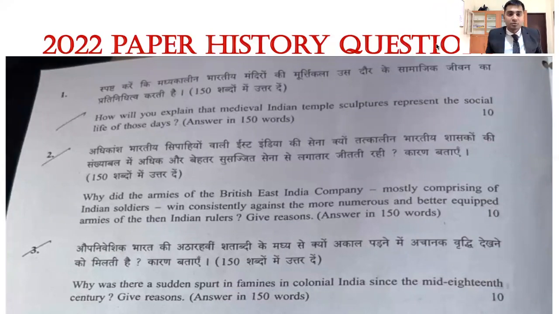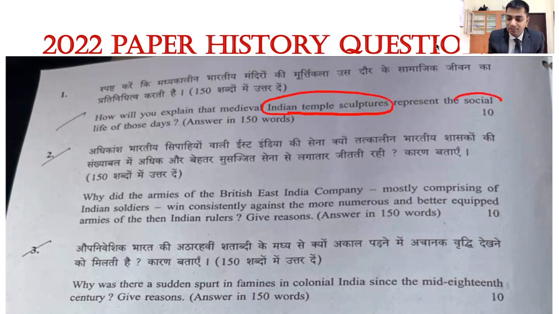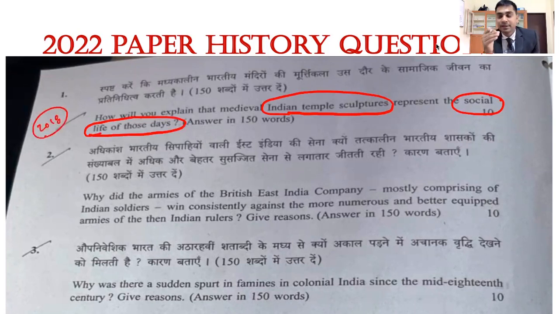Now, first question: how will you explain that medieval Indian temple sculptures represent the social life of those days? One thing is, from the cultural concept, they are asking social aspects: how temple architecture is representing social life of those days. Now, this is something which UPSC has started in 2018. The trend of asking literature, architecture with social life is something that UPSC has started asking.